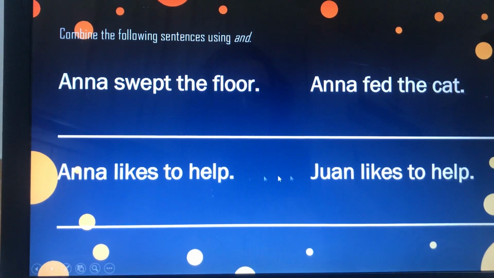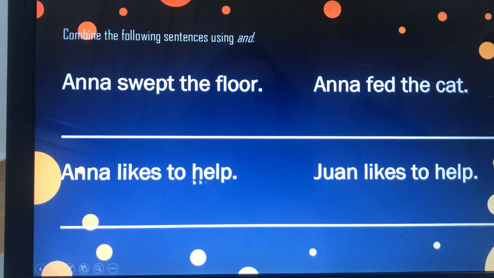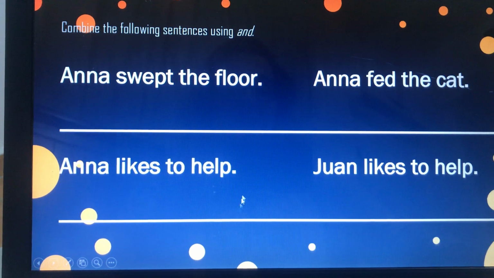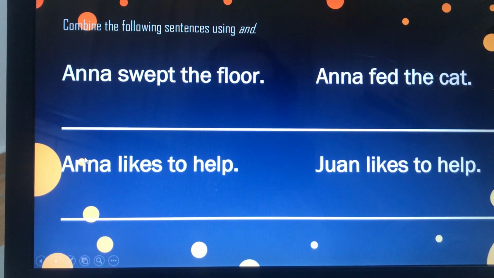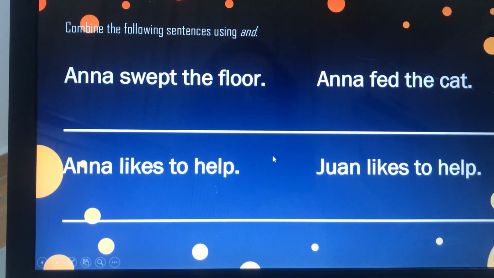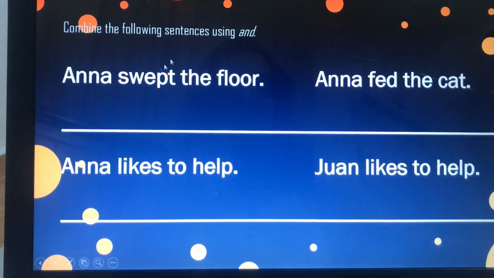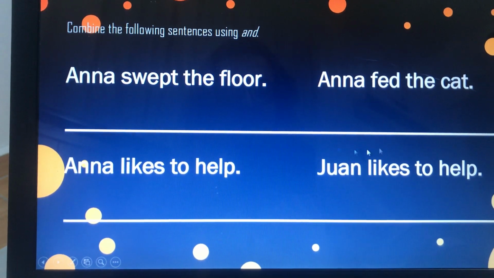Anna likes to help. Juan likes to help. Anna and Juan like to help. So we combine the subjects using and, as we combine the predicates here using and.